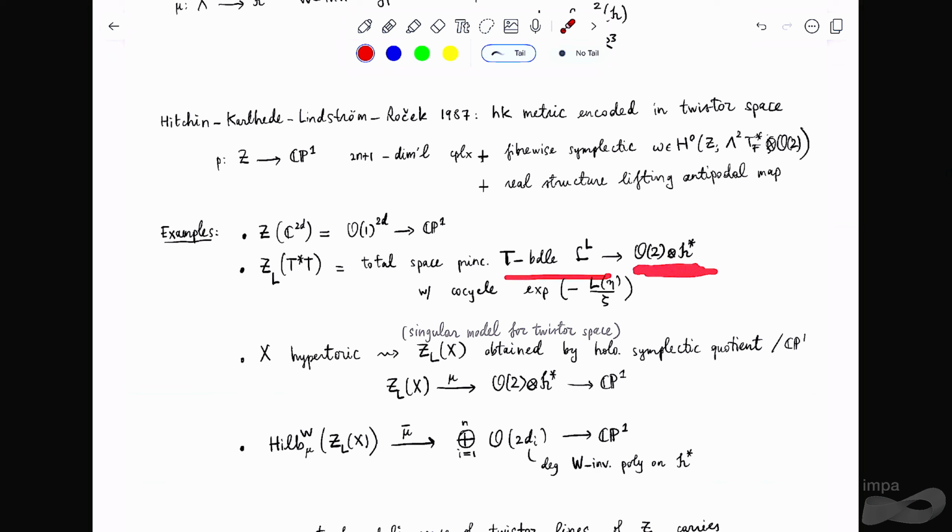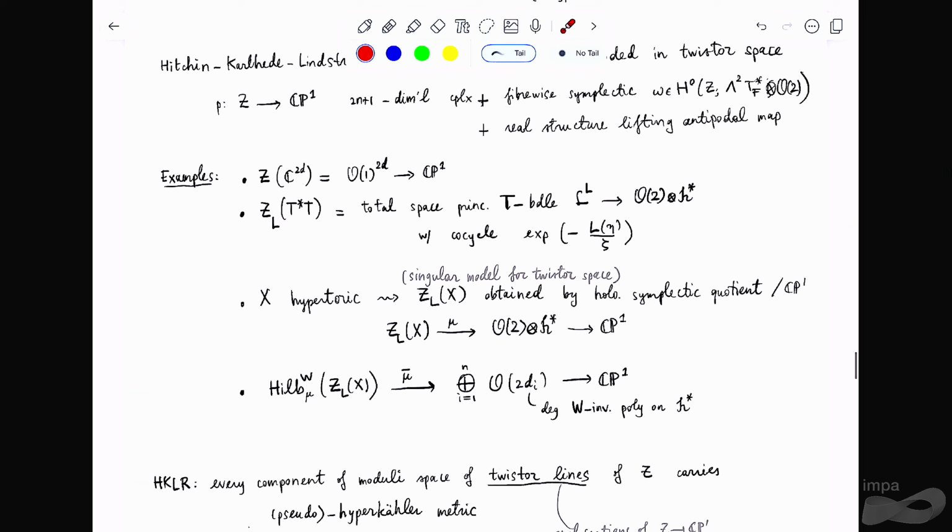over the total space of the vector bundle O(2) tensor h* on P1. This metric cocycle that enters in the definition of the metric also enters in the definition of this twistor space; it is the cocycle that describes the principal torus bundle.